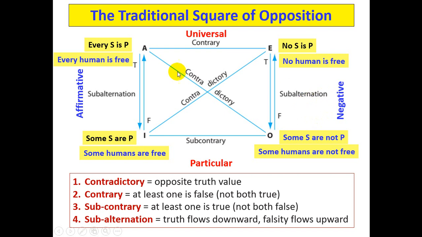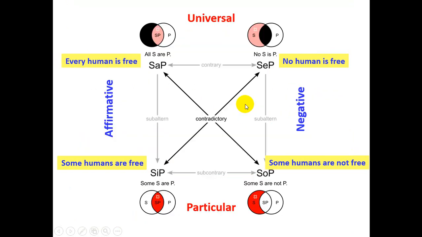But what about this T and F? T and F means true and false, or truth and falsity. Okay, this will be dealt with afterwards. We can even represent these using the Venn diagram, and this will be dealt with afterwards, inshallah. How to represent these propositions using the Venn diagram, but this is the same square.